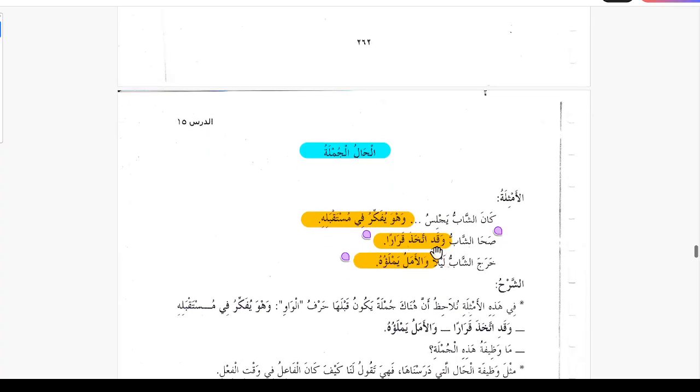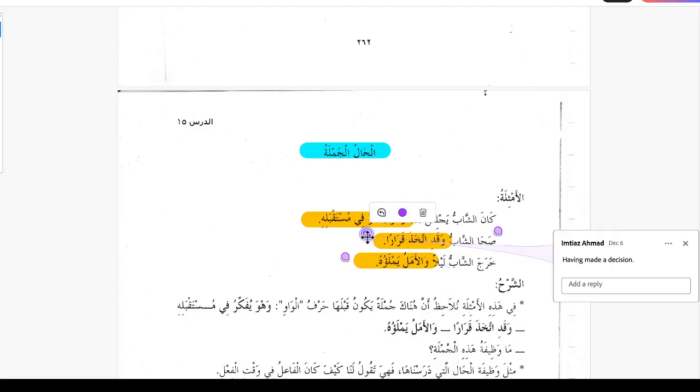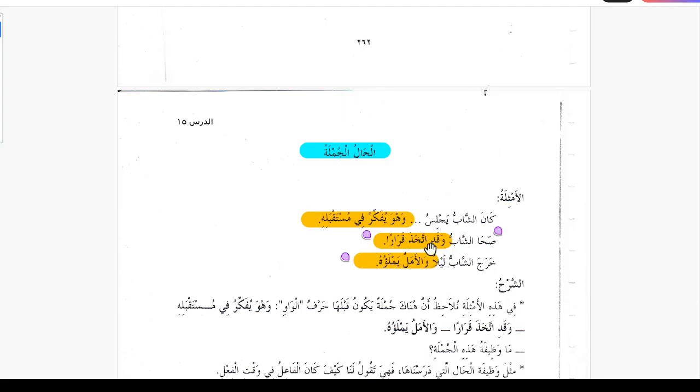Saha ashabu waqad attakhaza qarar. So saha is the verb to wake up. The man woke up, waqad ittakhaza qarar, so he woke up having made a qarar, meaning having made a decision. So he woke up in a state of making a resolve or making a decision about something.